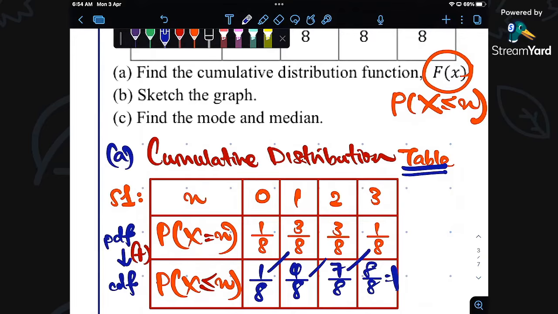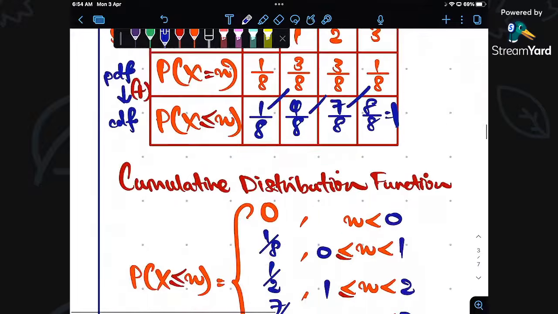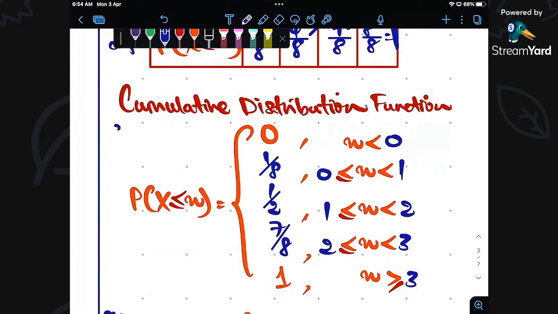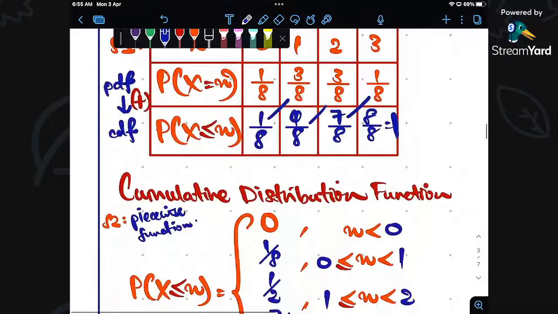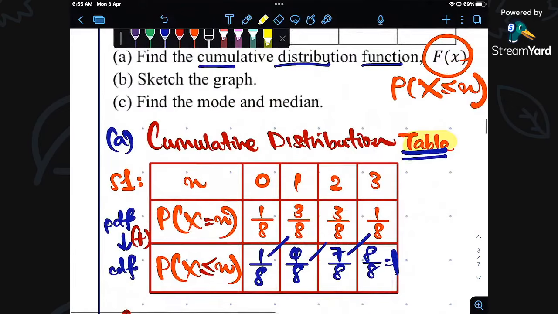But the thing is, this will not give you full marks. The full marks will be at this piecewise function. So this is step 2. This step 2 is very important for you all, because you need to write your full answer in piecewise function. Okay, the question is not asking for the piecewise, but you must understand by yourself that they want piecewise, not the table. If they want the table, they will tell you that they want a cumulative distribution table, but they didn't say here. They just say CDF.